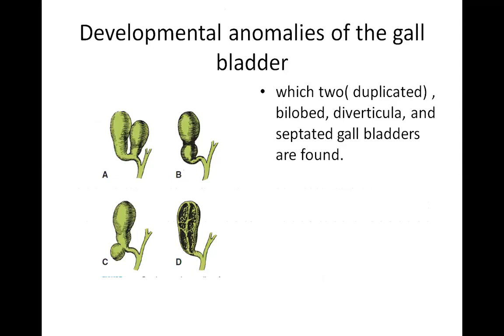Then there are certain other developmental anomalies of the gallbladder in which there may be two gallbladders, or duplicated. There may be two lobes, that is a bilobed gallbladder. Then there is another diverticulum from the cystic duct, that is the diverticula of the bladder. Then there is a septation of the gallbladder.